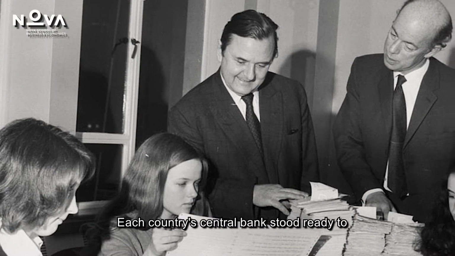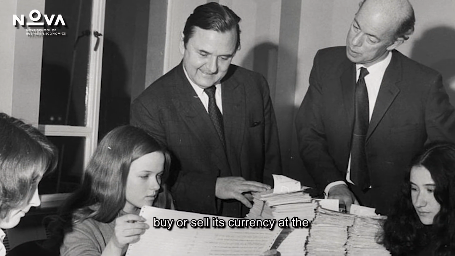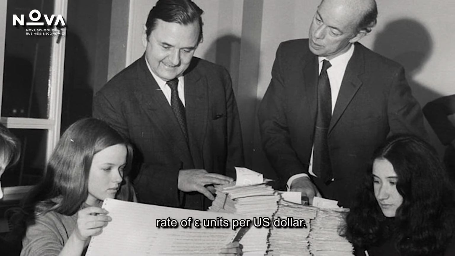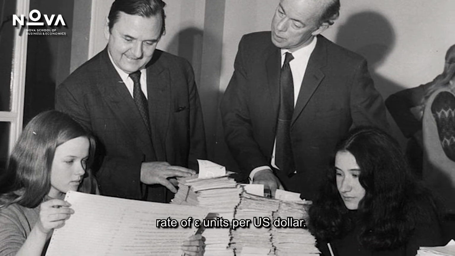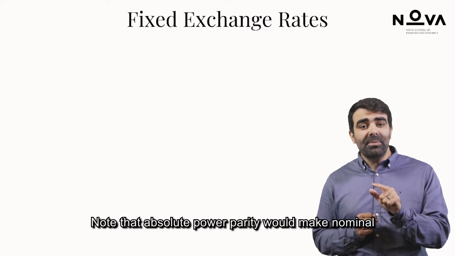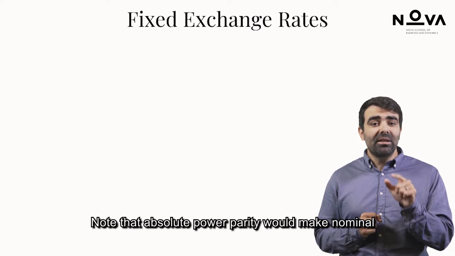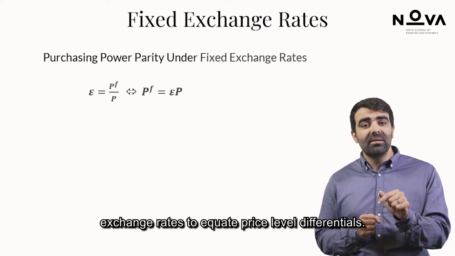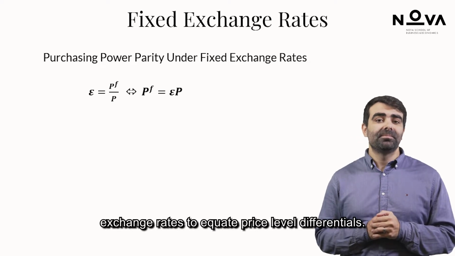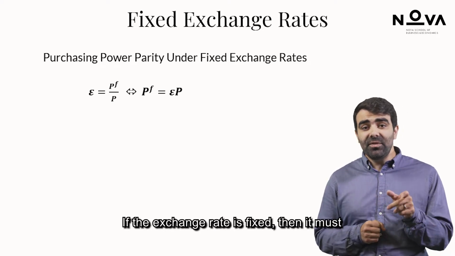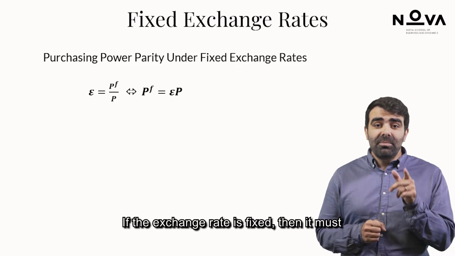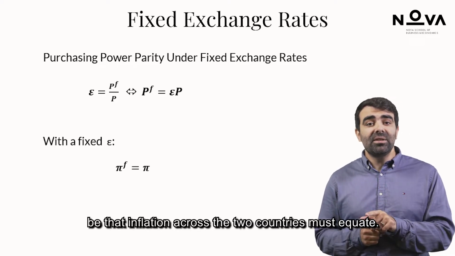Each country's central bank stood ready to buy or sell its currency at the rate of epsilon units per US dollar. Note that absolute purchasing power parity would make nominal exchange rates equate price level differentials. If the exchange rate is fixed, then it must be that inflation across the two countries must equate.